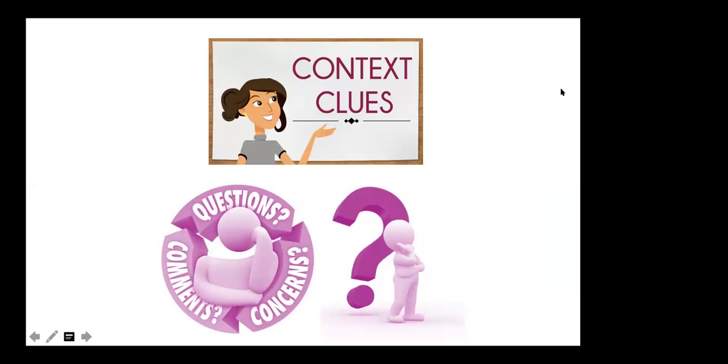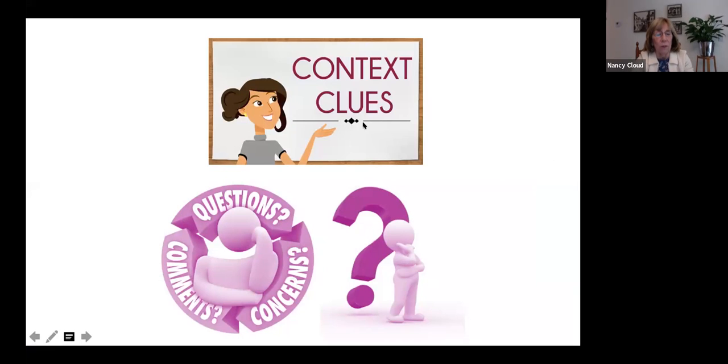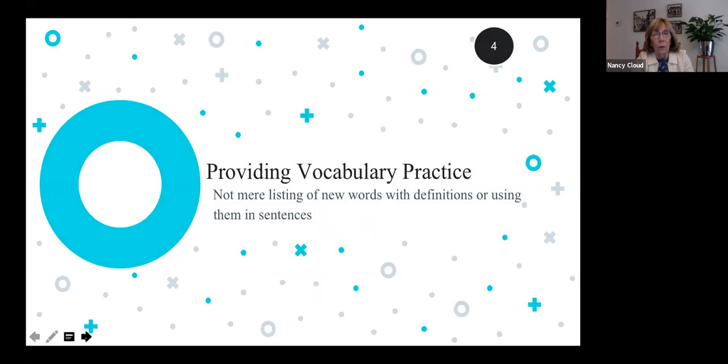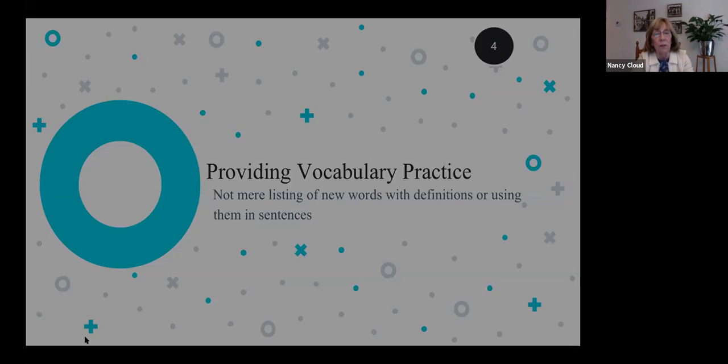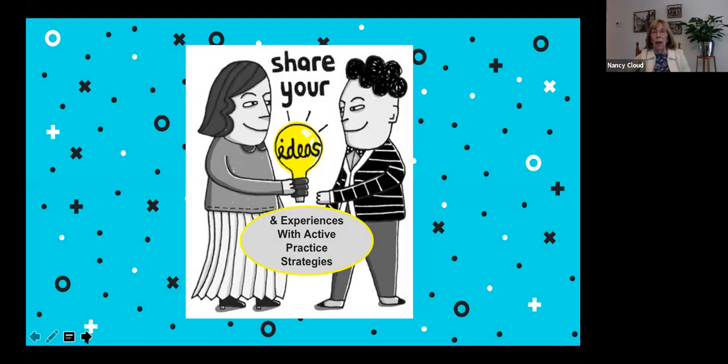So we're not going to say anything more about context clues. And the last thing is about providing vocabulary practice. So any comments on that? What were your experiences with trying to give kids active practice strategies, not just looking the word up, but doing something actively to get it in their vocabulary? Or what strategies do you know and always use because they work wonderfully?